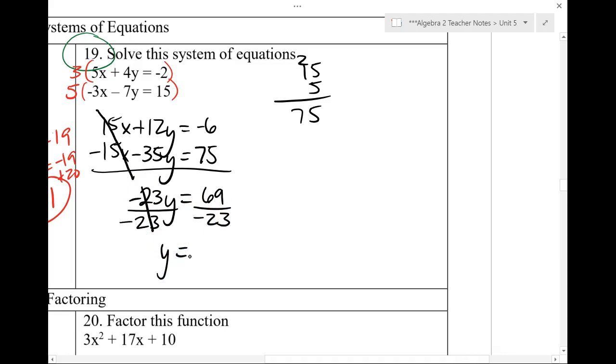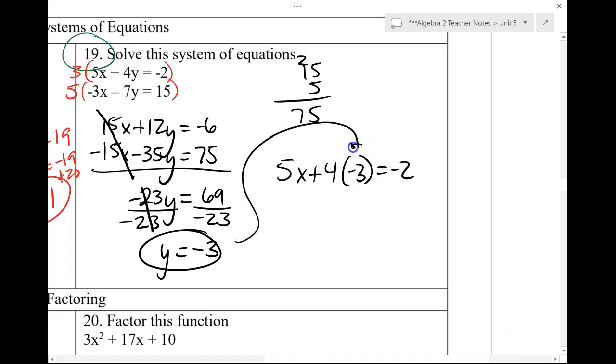And 23 goes into 69 3 times, but there's a negative, so it'll be y equals negative 3. And again, we have to plug that into the other equation to find the x value. So I'll take the first equation, 5x plus 4 times y, and I'll plug in the y value, negative 3, there. So again, that goes there. And then multiply it all the way through, 5x. And then, that's going to be a minus, because 4 times negative 3 is minus 12.